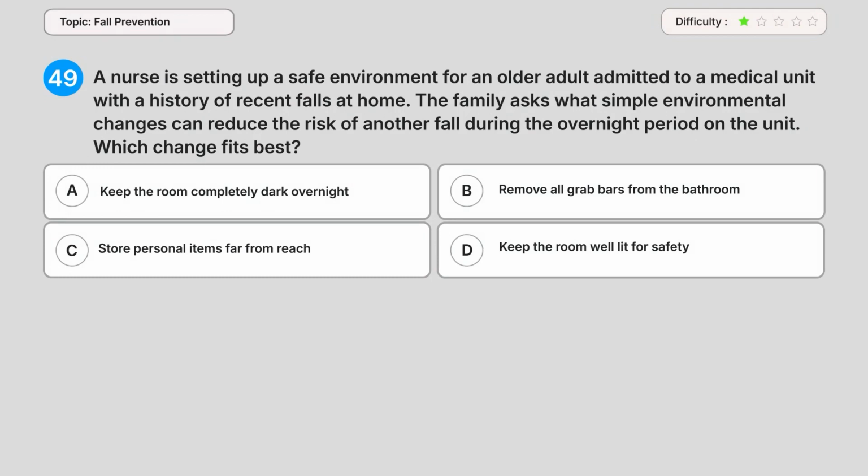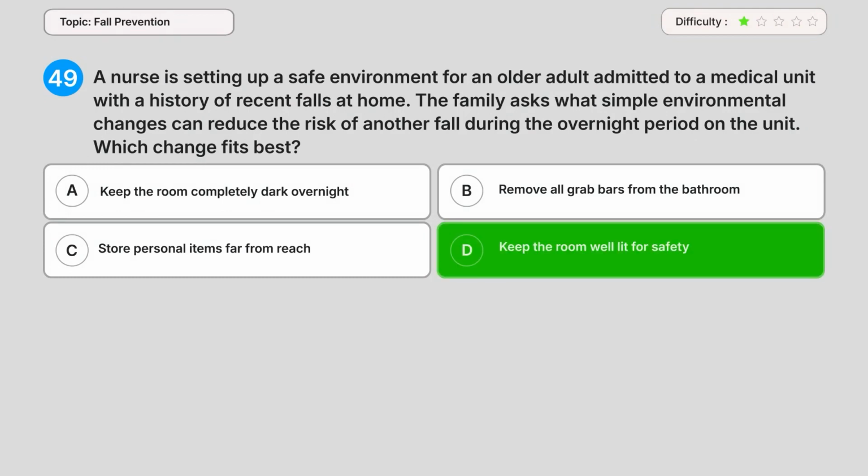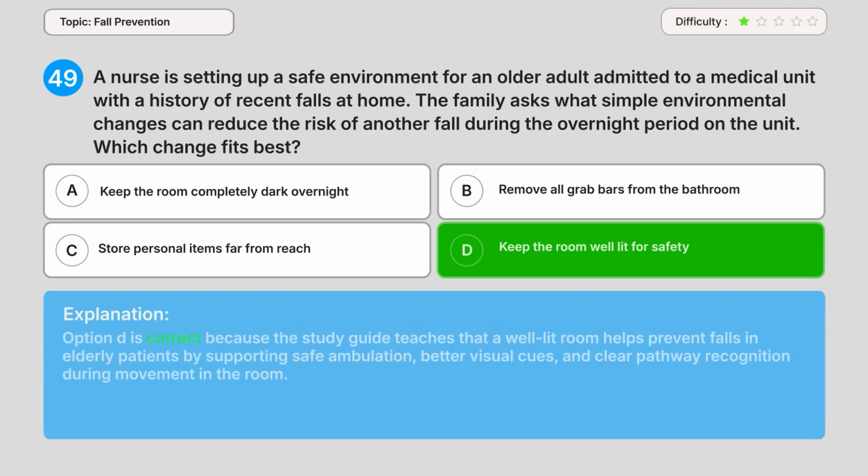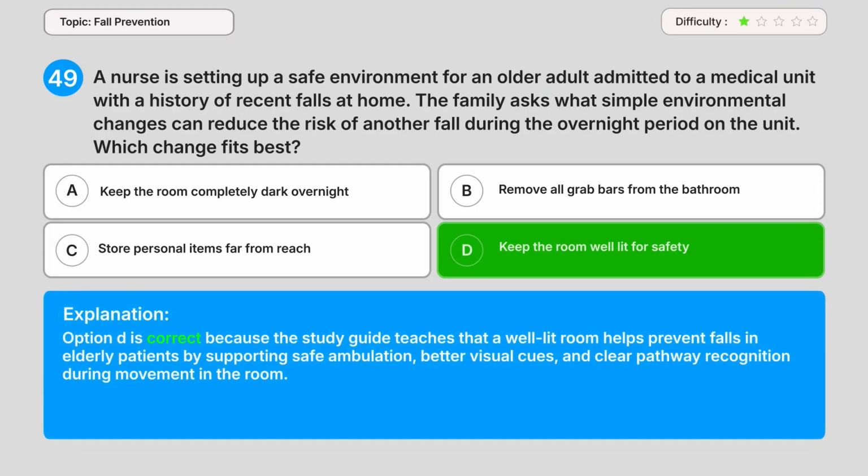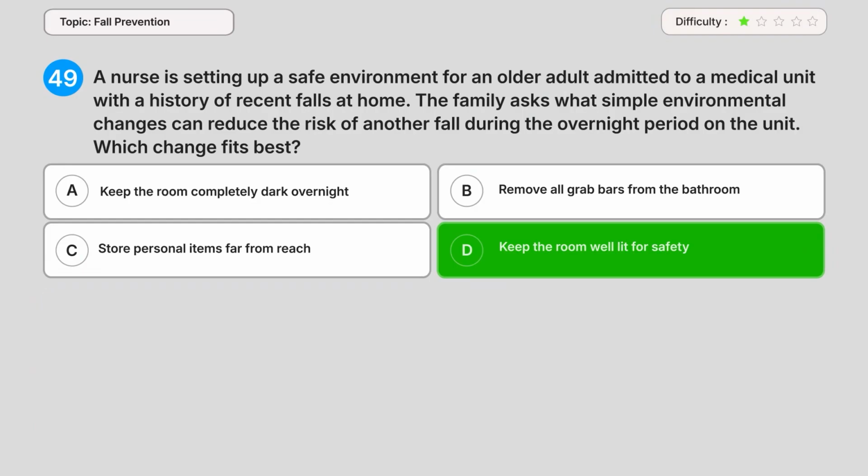Correct answer. D. Keep the room well lit for safety. Option D is correct because the study guide teaches that a well-lit room helps prevent falls in elderly patients by supporting safe ambulation, better visual cues, and clear pathway recognition during movement in the room.